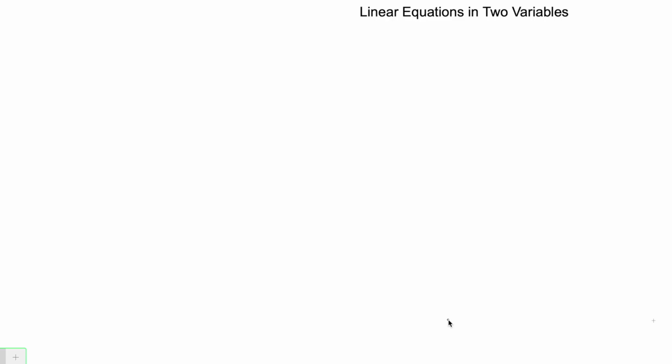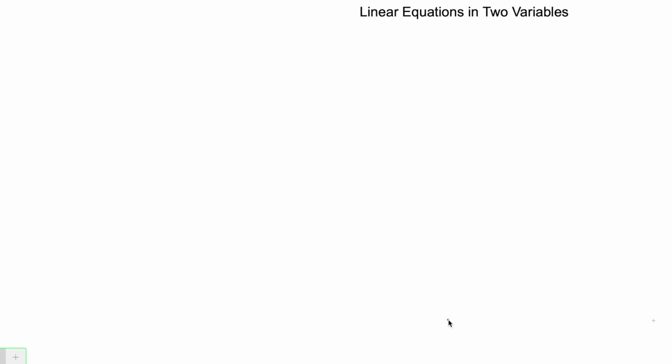Back to the math at hand here. All right, so linear equations in part one, we had that foundation where you understand what a linear equation is and what makes it a linear equation.